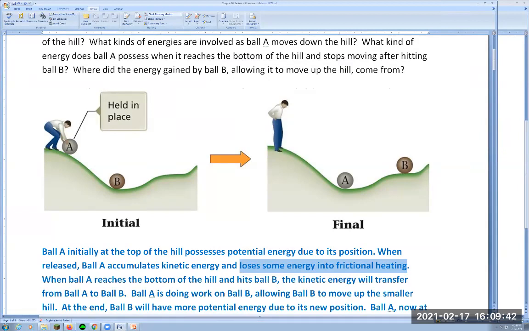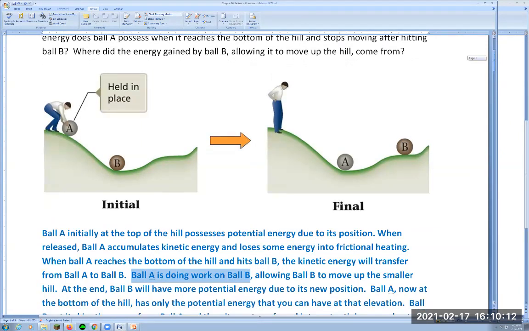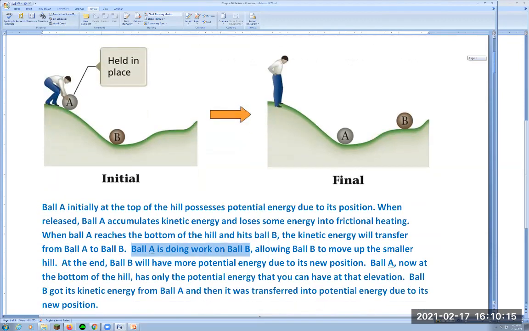But when ball A reaches the bottom of the hill, it has more kinetic energy than potential energy now. And when it hits ball B, the kinetic energy will transfer from ball A to ball B. And ball A, by transferring its energy to ball B, we say that it's work. Ball A is doing work on ball B. And that allows B, because then B has energy, to move up the smaller hill, right?